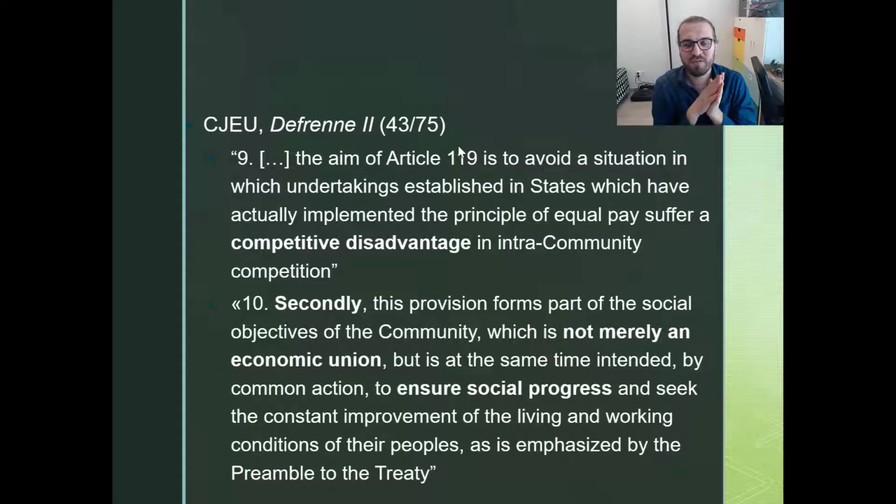The first nature is economic. It is about competitive advantage in intra-community competition. We already talked about this in our first class. There were concerns that countries where this principle was already in place would be at a disadvantage in competing with countries which did not have this principle. Let's say the French textile industry, where the principle of equal treatment was already present, against the Italian textile industry, which did not have this principle in place. But also, and this is the interesting double nature, the second nature of these rights to equal treatment is a social objective of the community, ensuring social progress. So not just economic, but also, secondly, social.